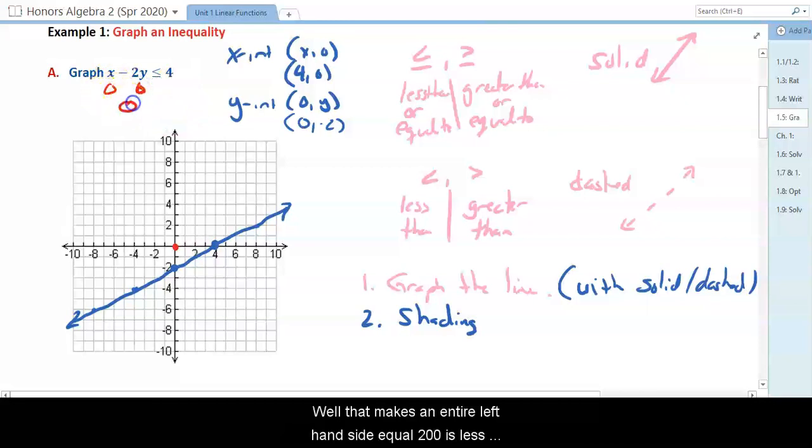And I'm going to plug in 0, 0, right? Well, that makes that entire left-hand side equal to 0. So I get that 0 is less than or equal to 4. Is that a true or a false statement? Well, 0 is less than 4, so this would be true. And so my shading will go towards where (0, 0) is.